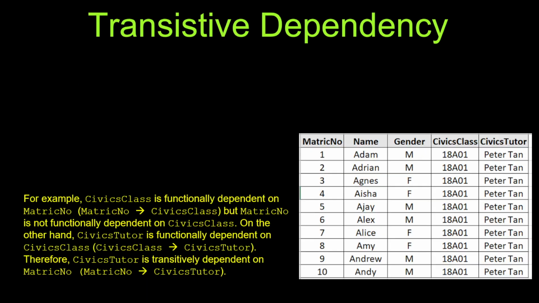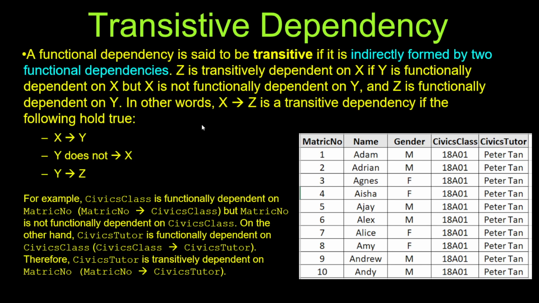Then let's talk about the next one, transitive dependency. Let's do a long definition again. A functional dependency is said to be transitive if it is indirectly formed by two functional dependencies. Let's look at this: Z is transitively dependent on X if Y is functionally dependent on X, but X is not functionally dependent on Y, and Z is functionally dependent on Y. So Z is transitively dependent on X, provided this holds true. You can read this, but let's look at an example here.